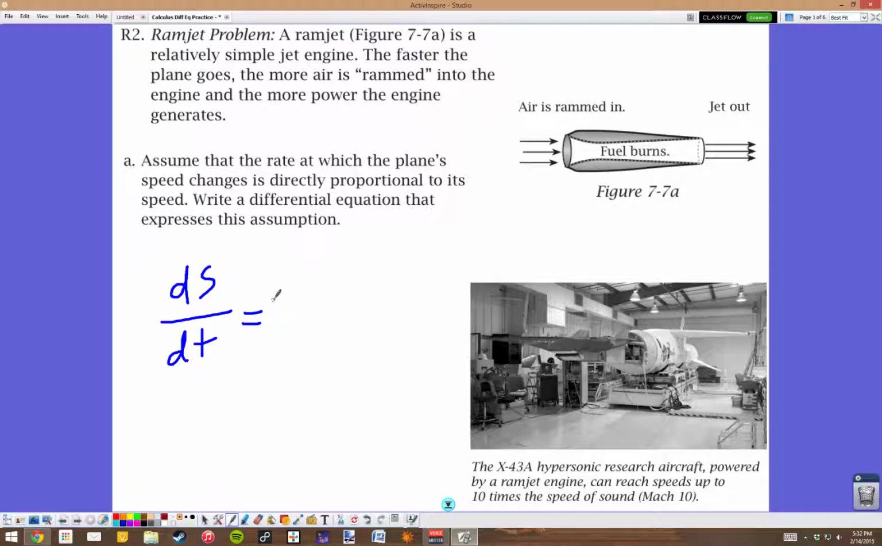Okay, and then it says that it's directly proportional to the speed. Write some constant k. This will be our speed. So the rate of change of the speed is directly proportional to speed. So that's our differential equation right there.